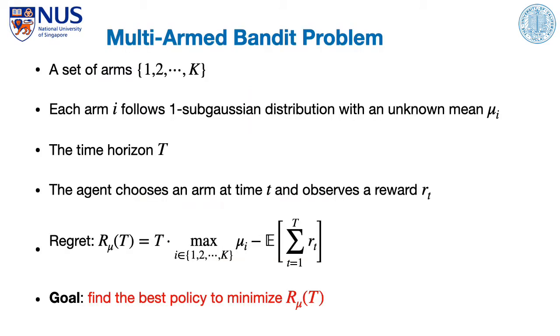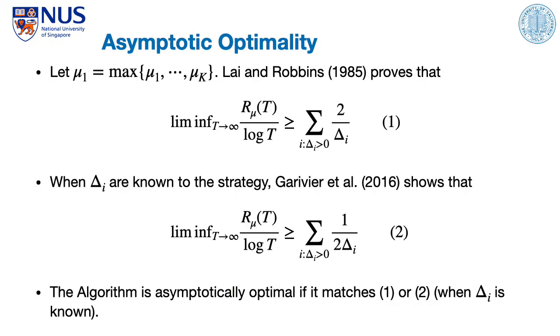In the bandit problem, we have k arms and a time horizon T. At each time step, we need to pull an arm, and then we can observe a reward R_t. Our aim is to find the best policy to minimize the regret. Here, the regret is defined as the expected difference over T time steps between playing the best arm and playing the arm according to the strategy.